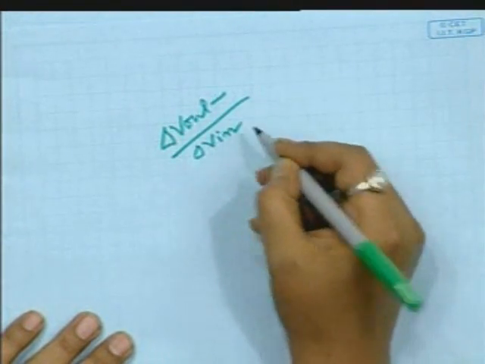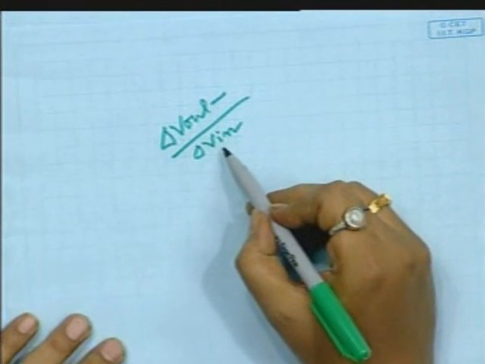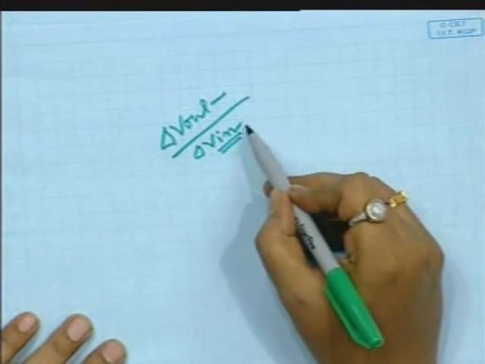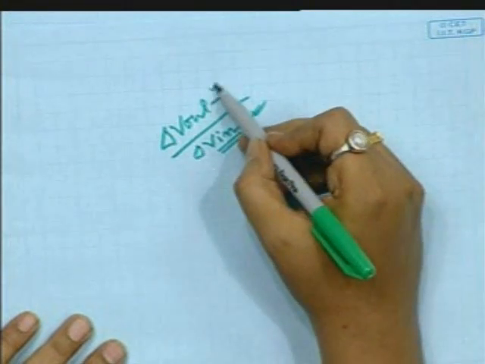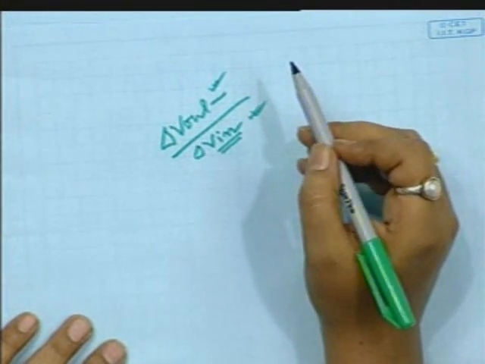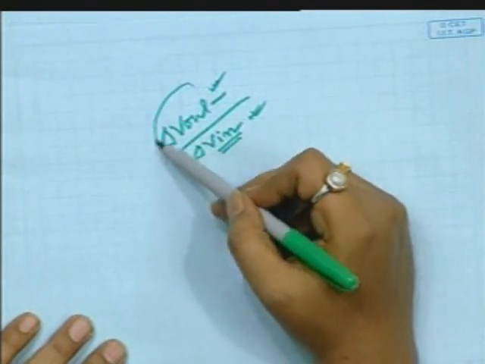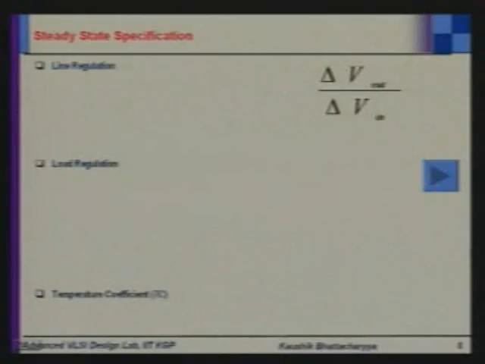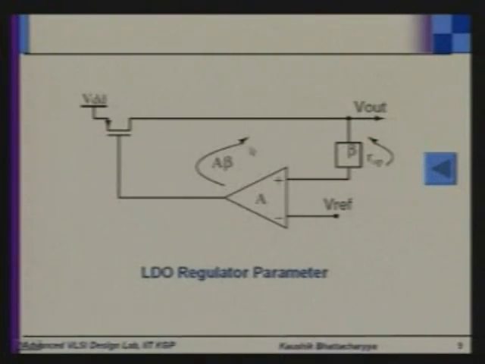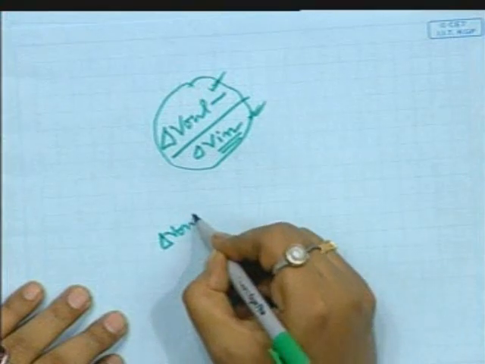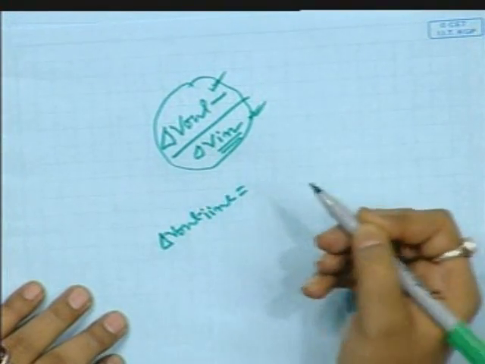That means with a small change of input voltage, that is supply voltage, how much change occurs at the output after its arrival in steady state, that will be defined by this ratio. And if you model it through the feedback concept, it is the feedback resistor beta, it is the error amplifier A, and A beta is the loop gain.